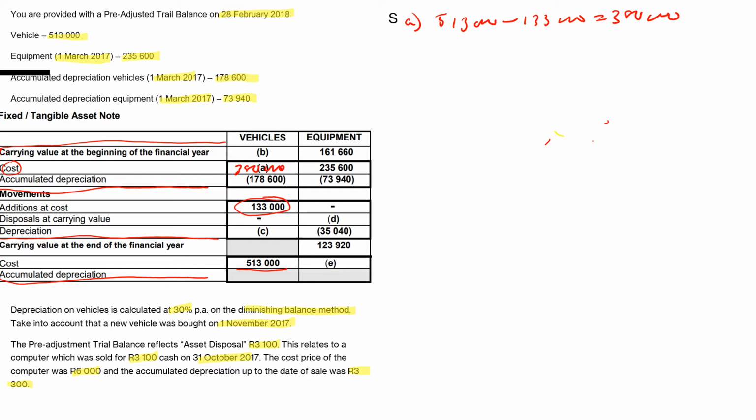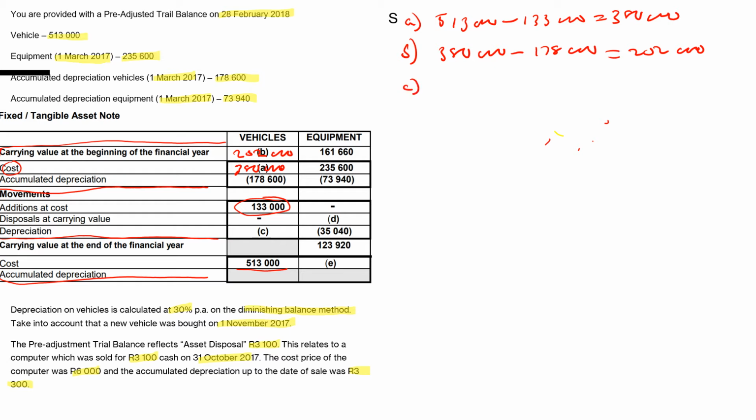Then B, of course, is the cost at the beginning minus accumulated depreciation at the beginning, which is 380,000 minus 178,000. That's 202,000. So here we have 202,000.